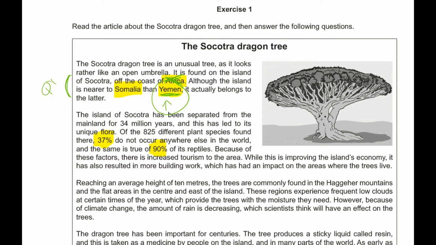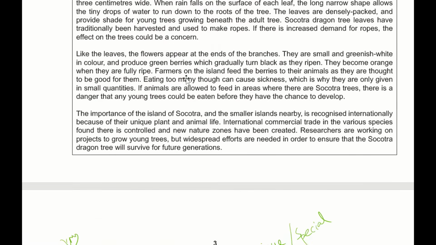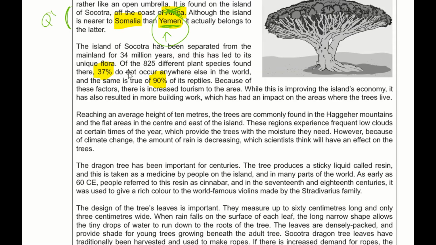Okay, so I've got two different percentages here, as mentioned. Now I need to know which percentage is the correct one. The question says, what percentage of Socotra's plants can only be found on the island? Plants. Go back up. 37% do not occur anywhere else in the world. What is this 37% referring to? Let's go back to the beginning of the sentence. Of the 825 different plant species found there, 37%. Good. So this is talking about the plants, and it says that they do not occur anywhere else in the world, which means they can only be found on the island. This is the correct answer.